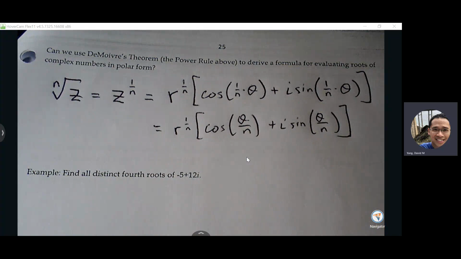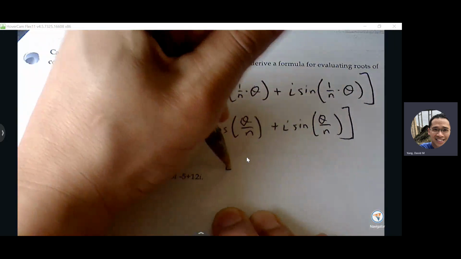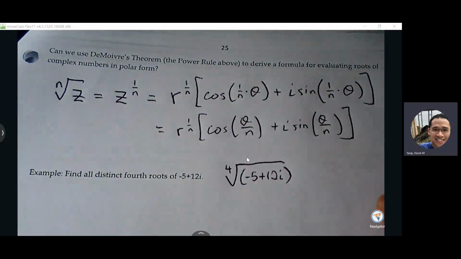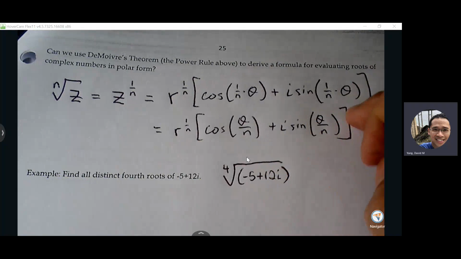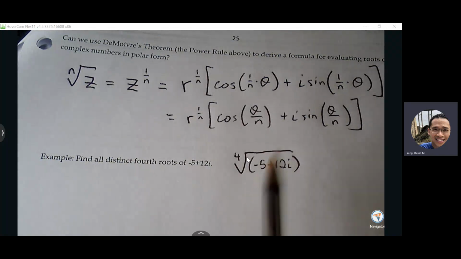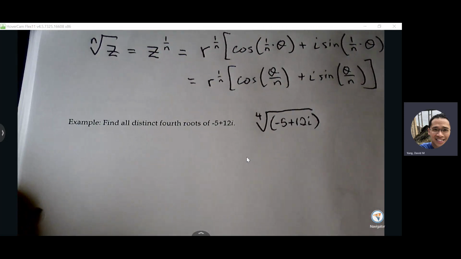Okay, it says find all distinct roots of negative 5 plus 12i. So really what we're trying to do is find the fourth root of this. But just like what we discovered before, we're always going to get it down to polar form first, and then we'll use the formula, right? So if we're given a rectangular form, we're always going to be trying to get it into polar form. And how many solutions are we looking for, you think? Good. So we're looking for four solutions. But the idea is that if I can find one solution, if I can find the pattern, I can just keep adding that pattern and find all my solutions. So once I get to one solution and the pattern, then the rest is a lot easier, okay? But let's get to our radius and theta first.